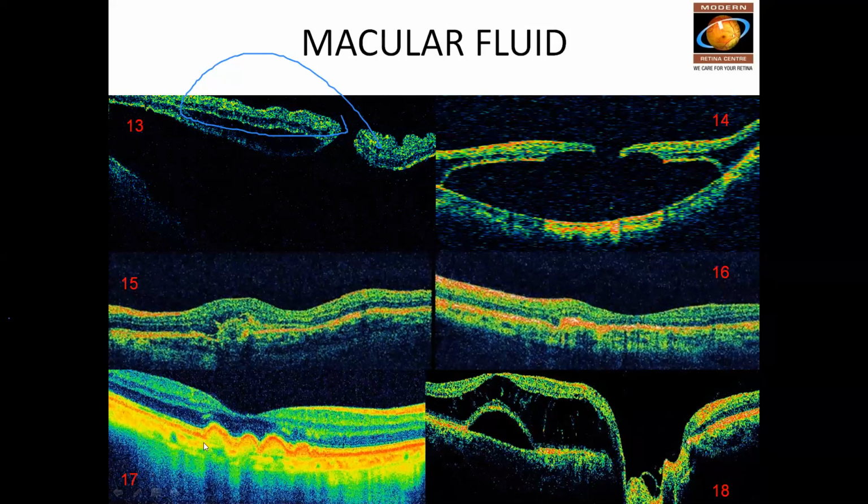Then number 17 is again drusen. There is an RPE elevation. There is no fluid below except for hyperreflective material, so again there is a drusen there. And number 18, if anyone can answer, special gift for them.